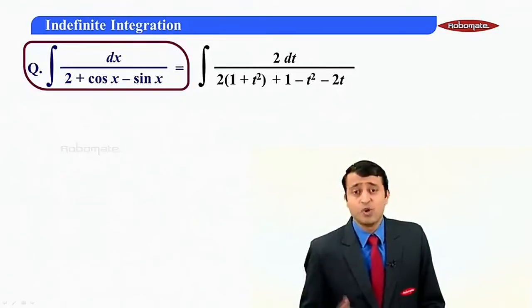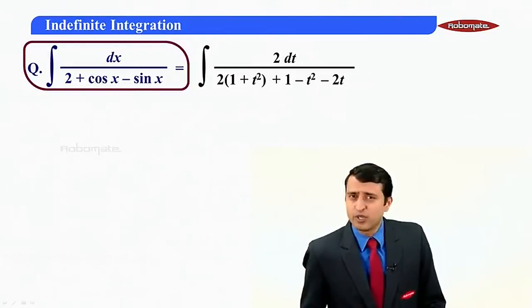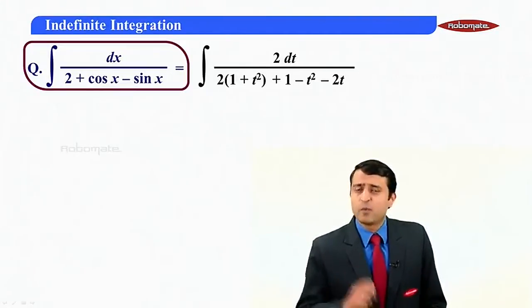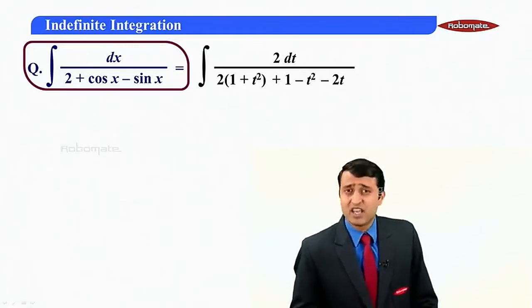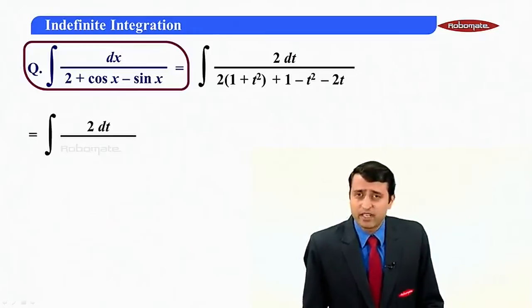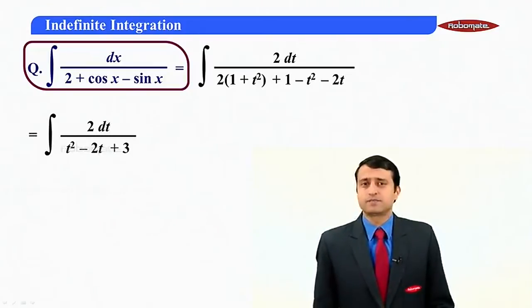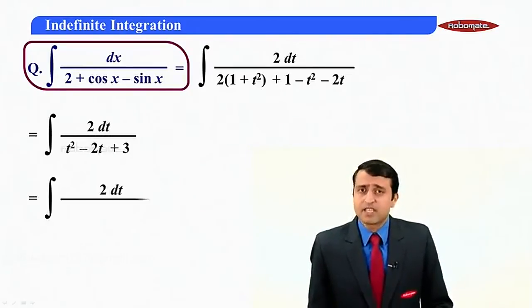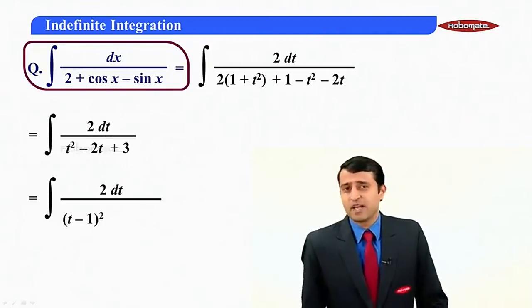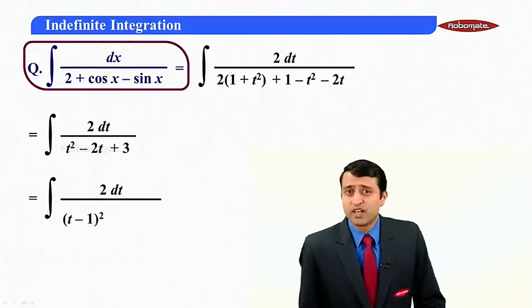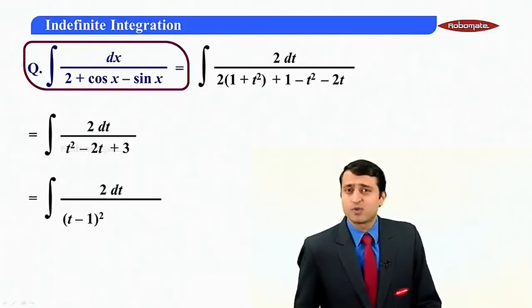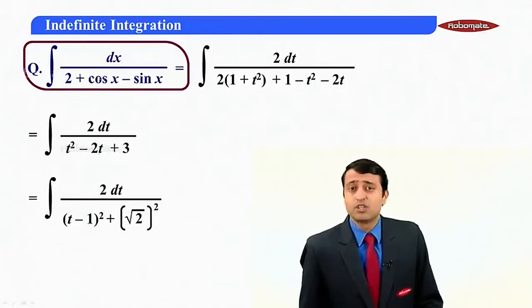Now our job is to open the brackets. What we'll get is 2t square minus t square, which is t square. I have a minus 2t, and if I open the brackets, I have 2 plus 1, that is 3. So what we will get in the next step is 2 in the numerator, or to be precise 2 dt, and in the denominator is t square minus 2t plus 3. Now in the next step, 2 kept as it is, t square minus 2t plus 3. My dear students, it is fairly easy. t square minus 2t plus 1 can be written as t minus 1 the whole square. Now if I am doing a plus 1, I will have to do a minus 1. 3 minus 1 is root 2, so I should have a plus root 2 the whole square.